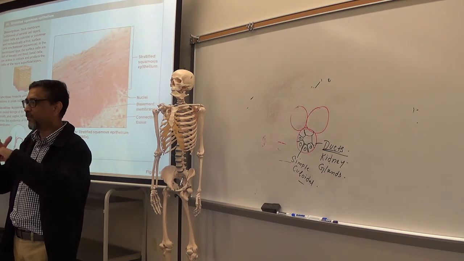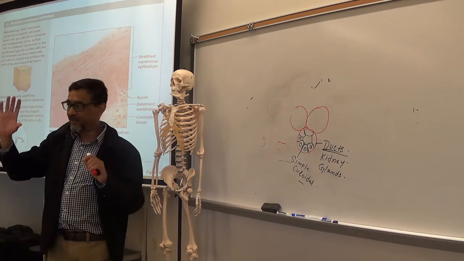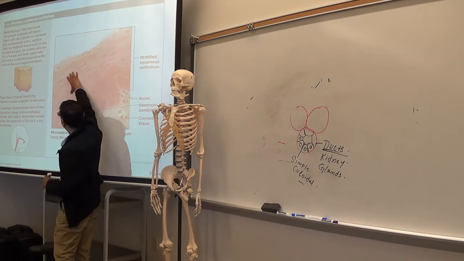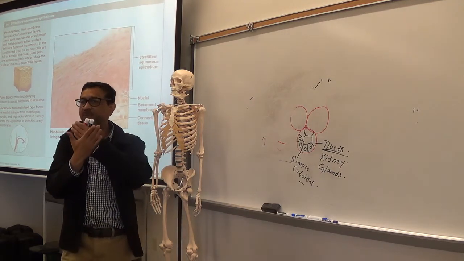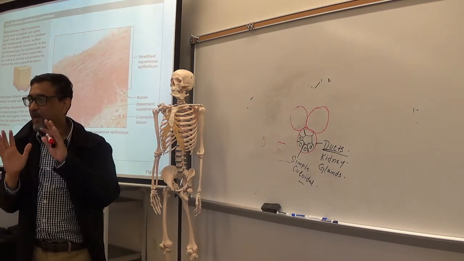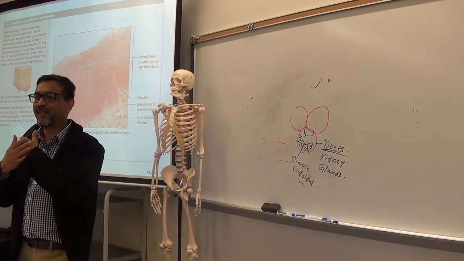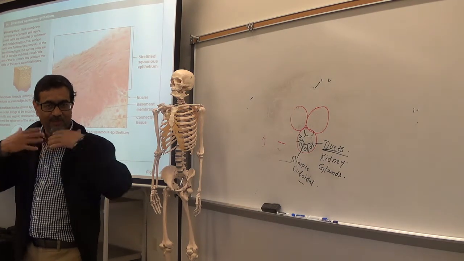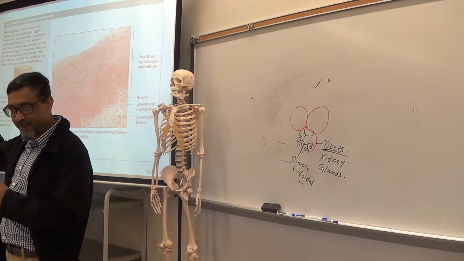Chance of what? Friction is high. That means this layer is thick. Many layers of flat cells, which makes it thick and gives protection against friction. Is it clear? Now you tell me, where you get most of the friction? Skin, right? Skin, outer surface of the body. So skin is stratified what?